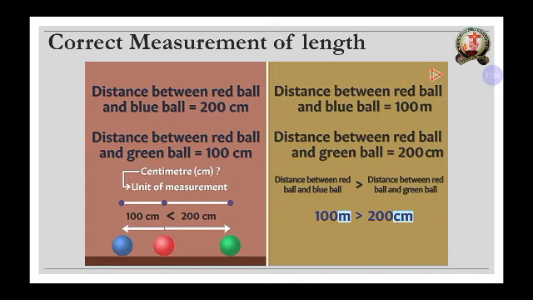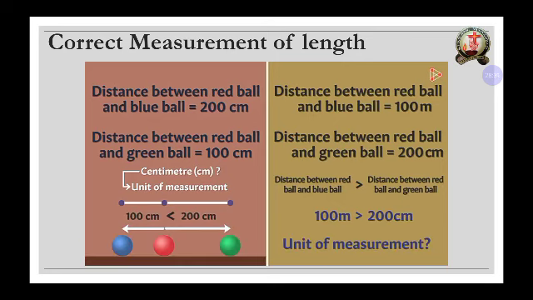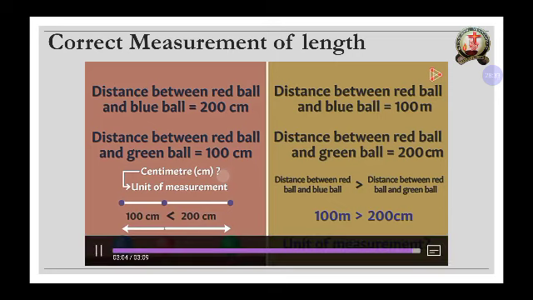So by seeing the unit only, we can measure and tell which unit is greater or lesser, because meter is greater than centimeter, right? 100 centimeter will give you 1 meter, as I said previously. So obviously 100 meter will be greater. Again the same answer will come: the distance between the red ball and the blue ball will be greater than between the red ball and the green ball. But what exactly do we mean by a unit of measurement? Keep watching our videos to know more.